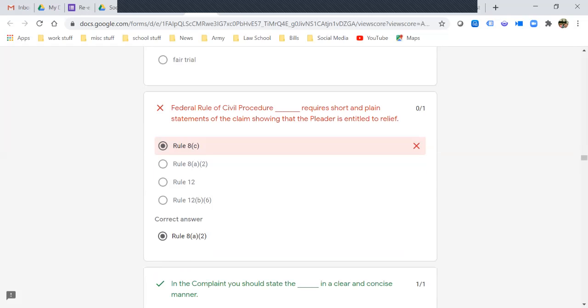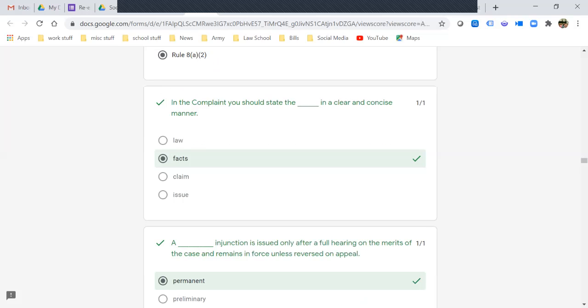Let's see. Rule 8(a)(2). That's a federal rule of procedure that requires a short and plain statement of the claim showing that the pleader is entitled to relief. So Rule 8(a)(2) requires a short and plain statement of the claim showing that the pleader is entitled to relief. In the complaint, you should state the facts in a clear and concise manner.